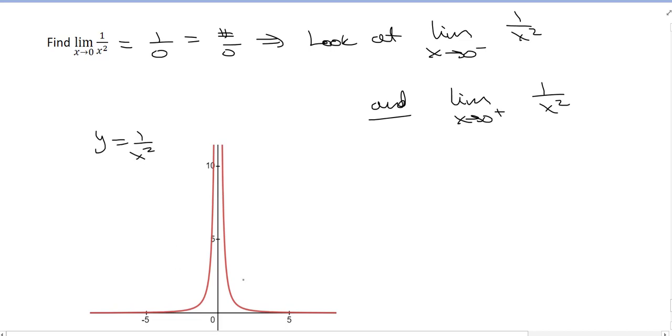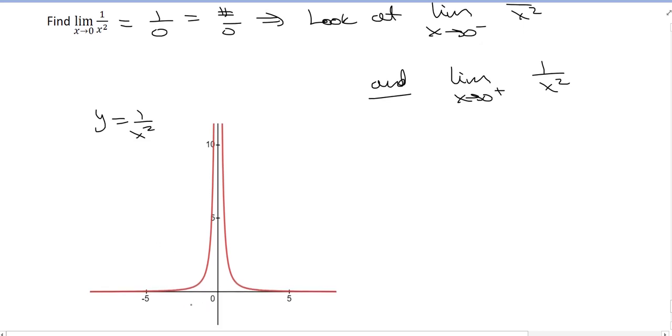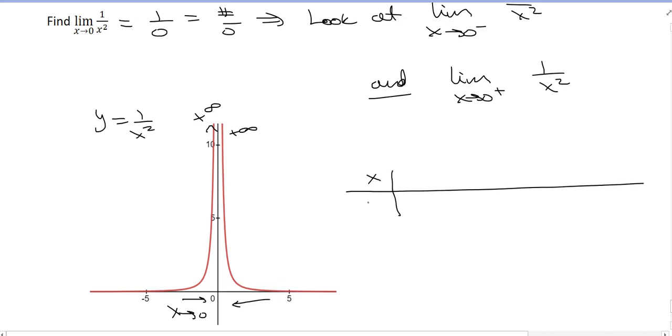And so we can see that as x goes to 0 from the left, what is it approaching? As x goes to 0 from the left of 0, notice that the y values are going towards positive infinity. And as x goes to 0 from the right, we are also going towards positive infinity. Now, if you didn't have the graph handy or you didn't remember what it looks like, we can look at a table of values, right?